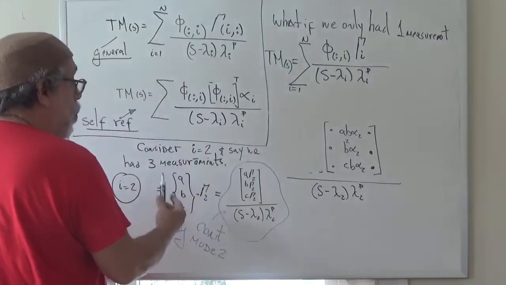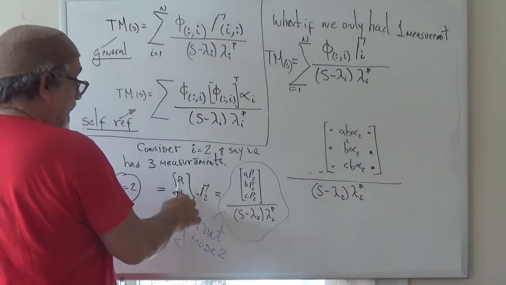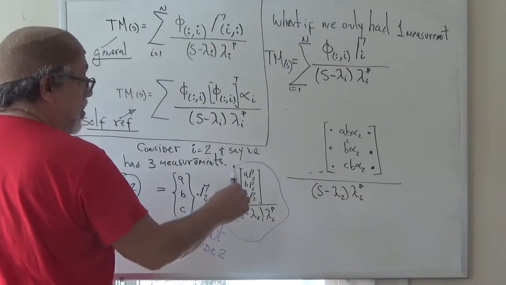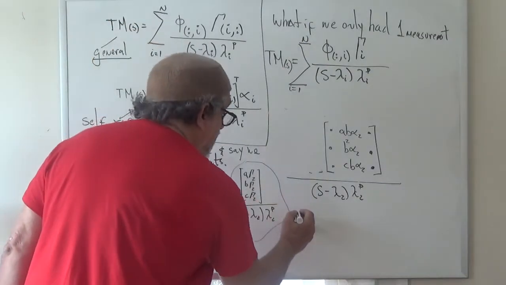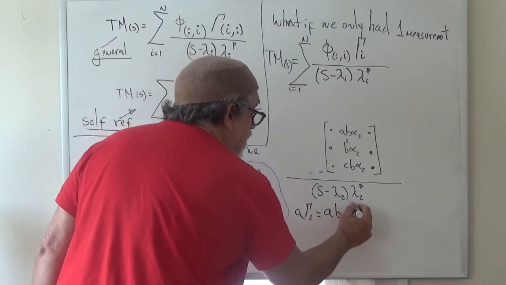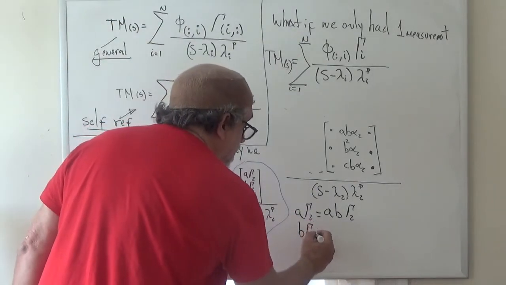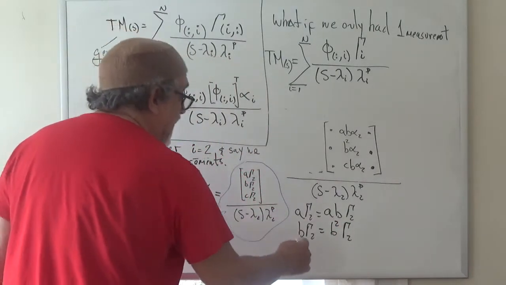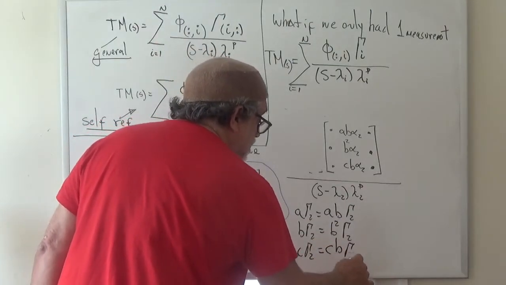And if I only have one, I have that second column. Because that second column is ABC times tau 2, in the case where we only had one input. And it thus follows that this column must be the same as that column. Therefore, we conclude that A times tau 2 must be A times B times tau 2. We conclude that B times tau 2 must be the same as B squared times tau 2. And C times tau 2 must be the same as CB times tau 2.